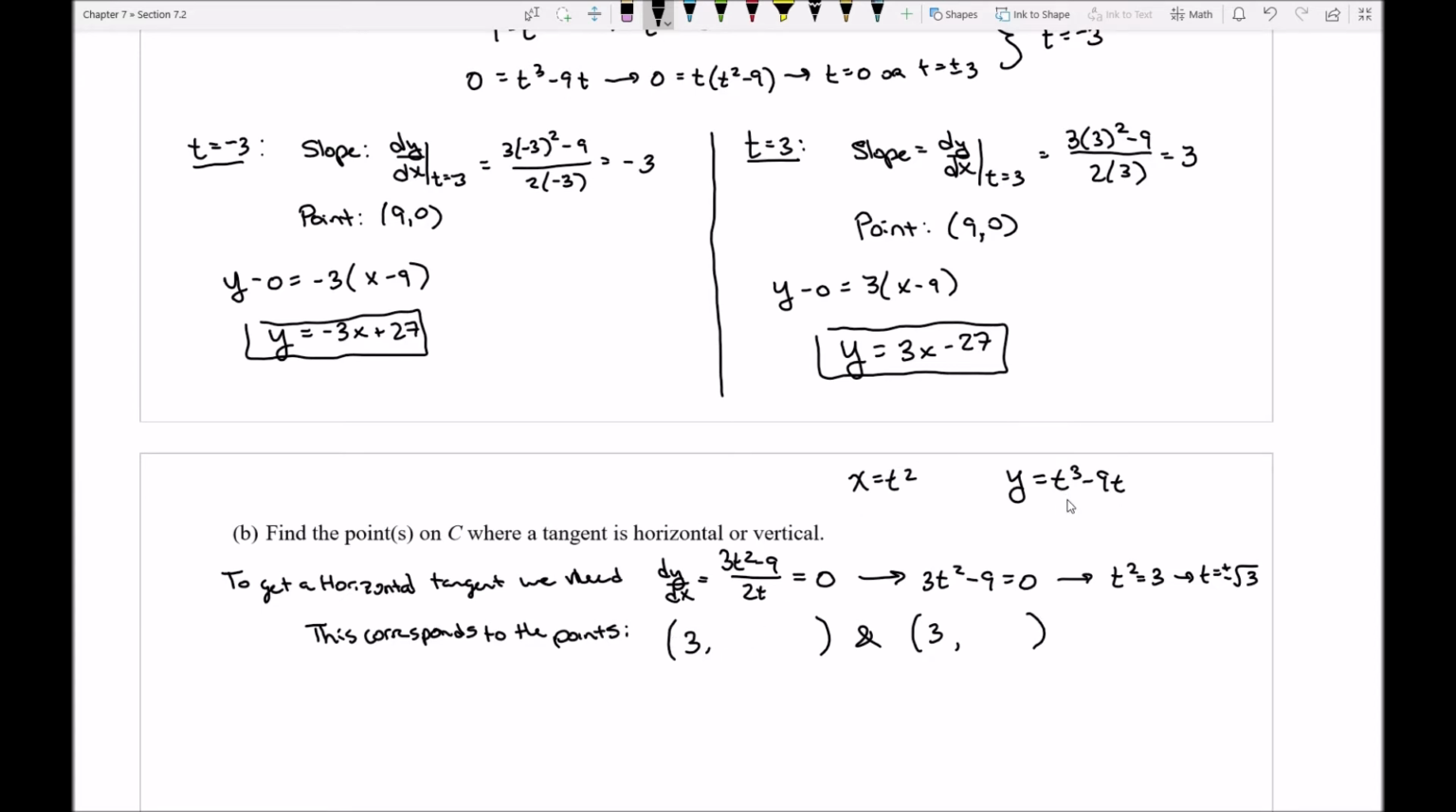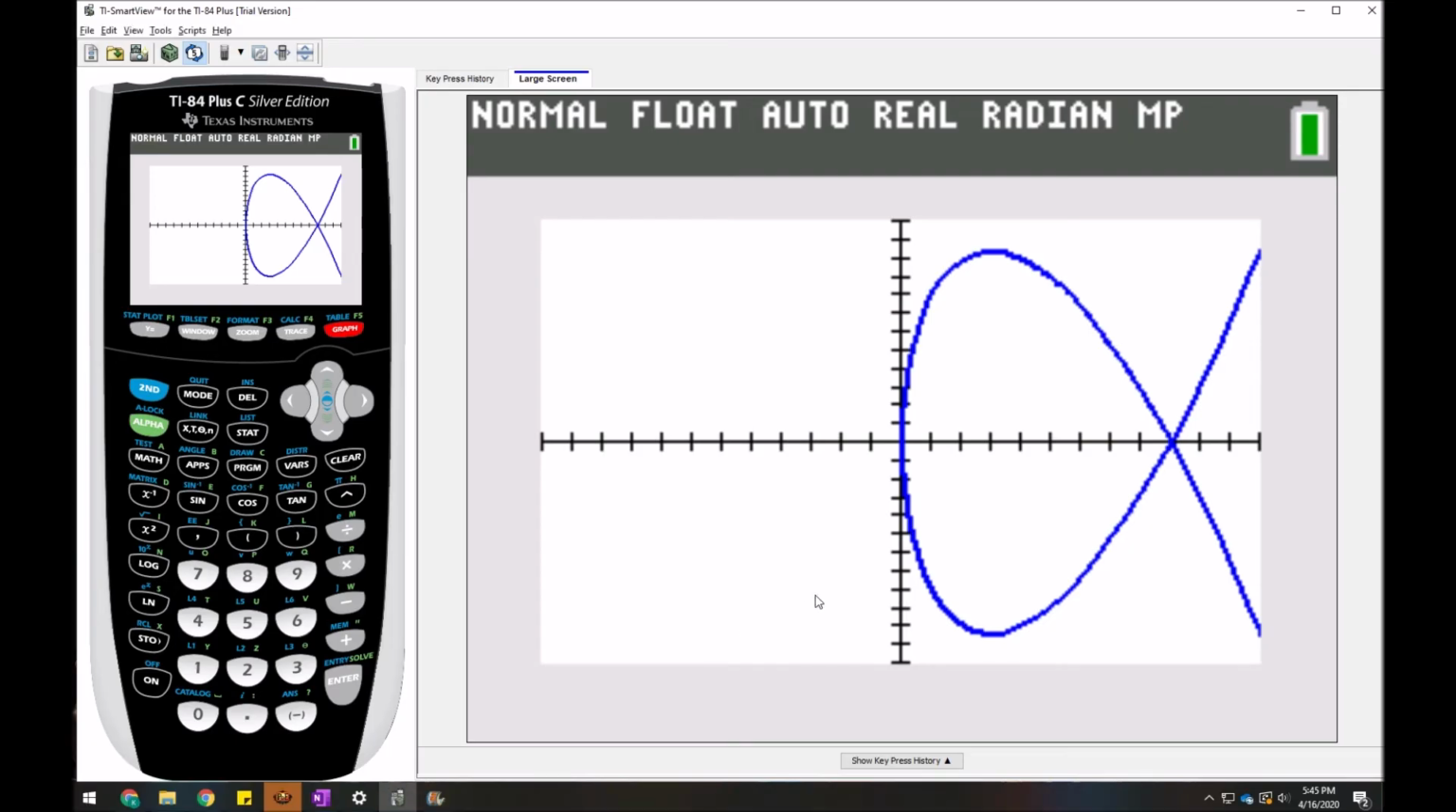Let's see. If I take the square root of 3 and cube it, that's going to get me 3 square roots of 3, minus 9 square roots of 3, which is minus 6 square roots of 3. If I plug in a negative square root of 3, I'm going to get negative 3 root 3's plus 9 root 3's, and I'm going to get 6 root 3's. Notice that this second point is above the first point, and that corresponds perfectly to the two spots in the picture where we thought we would have horizontal tangents.